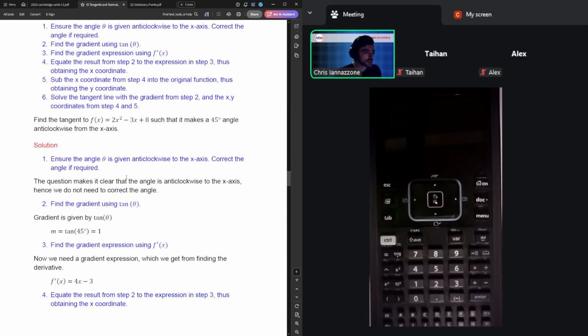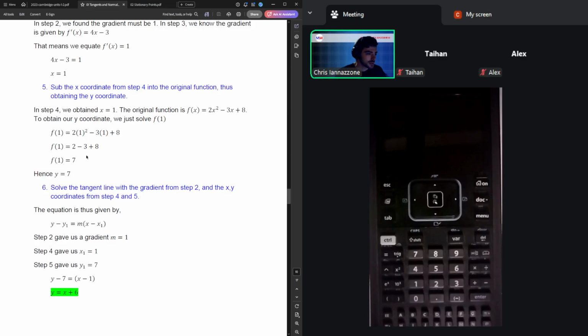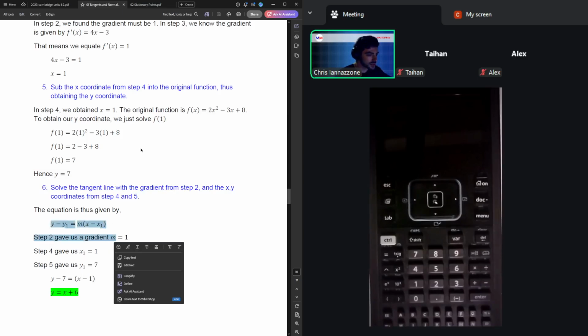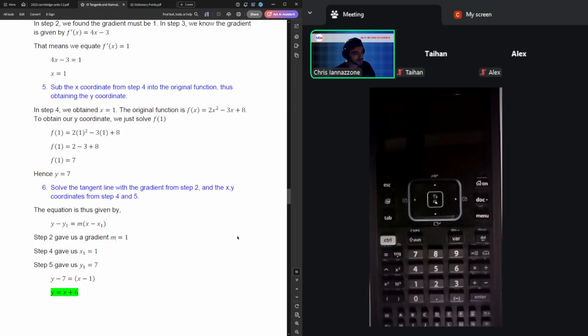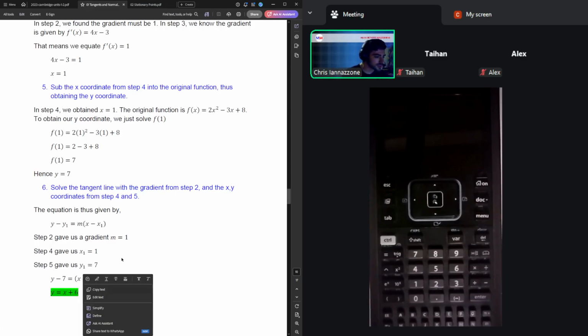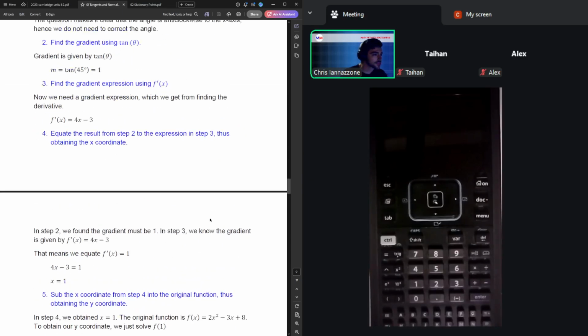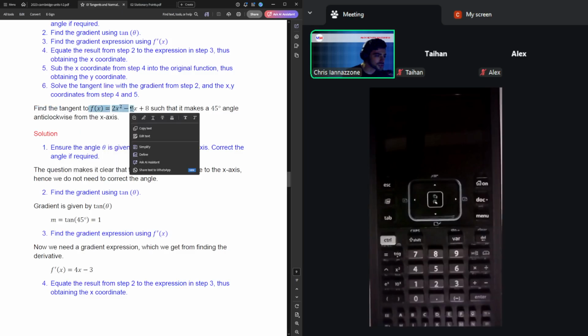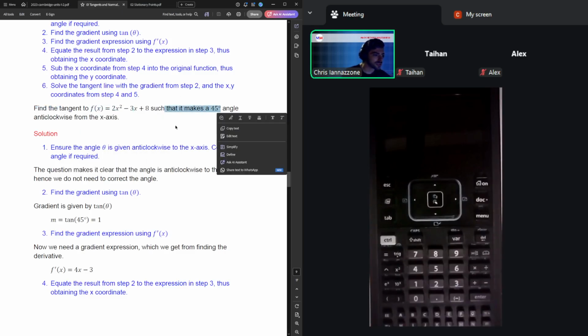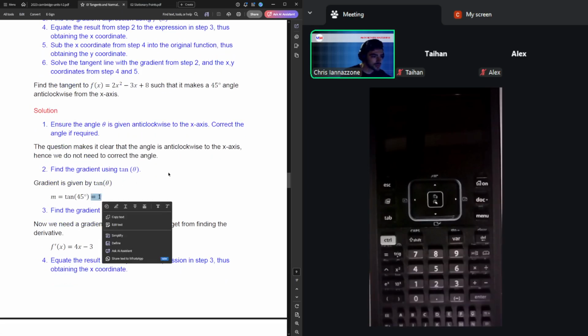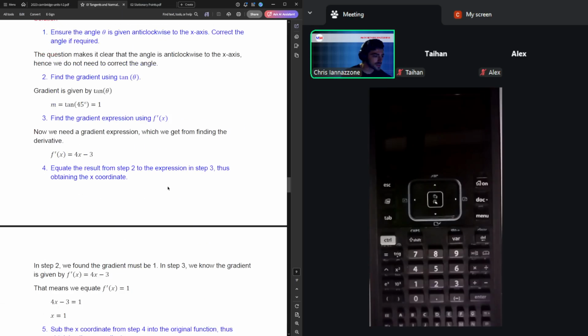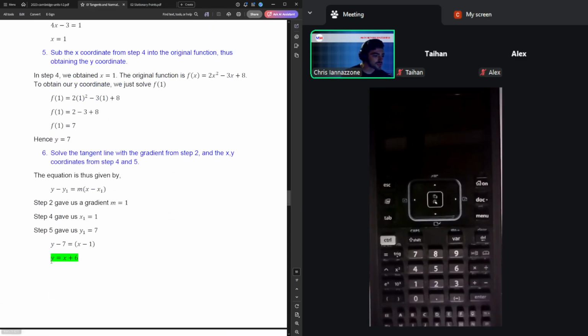That gets us an x coordinate. All we're going to do is shove that back into f of x to get the corresponding y coordinate. This gives us x and y, that's our point, and our gradient. That's all we need to find the tangent line, so we plug all that information into where it needs to be, and you get the relevant tangent line. So to go back to the question specifically, it said find the tangent to f such that it makes a 45-degree angle anti-clockwise. The 45 degrees was forced by a gradient of 1 using tan theta, and the rest of the information to create the tangent came from finding what point had a gradient of 1.